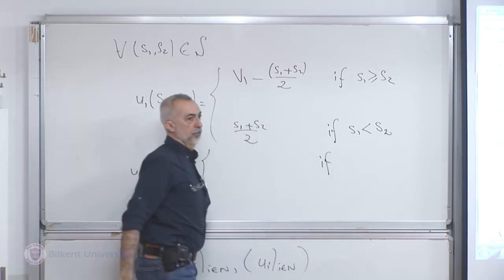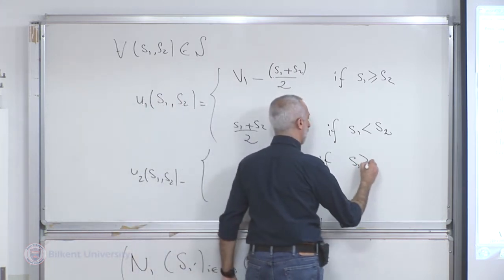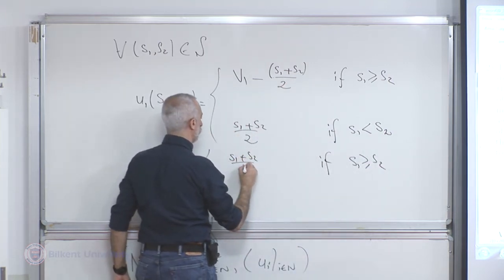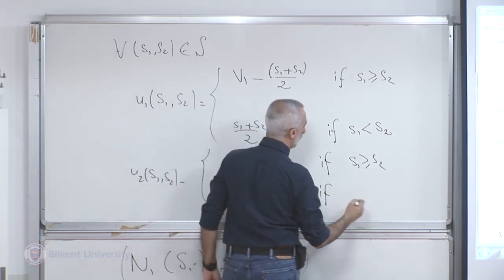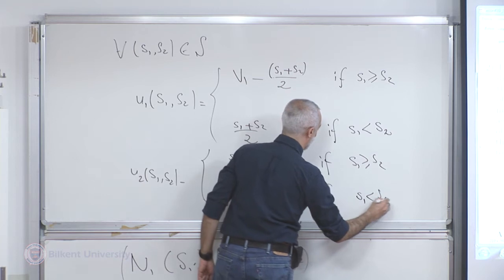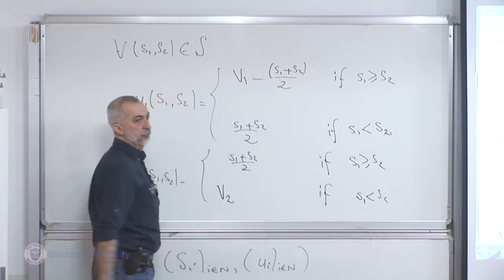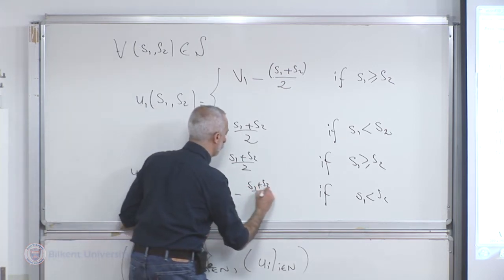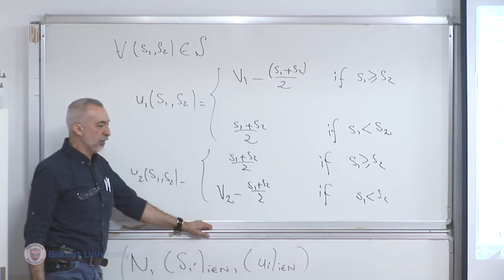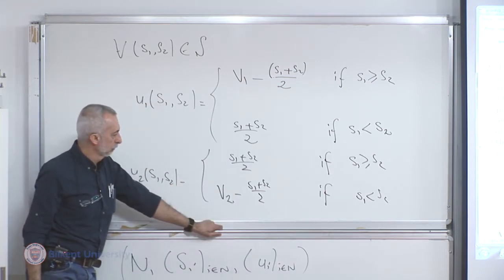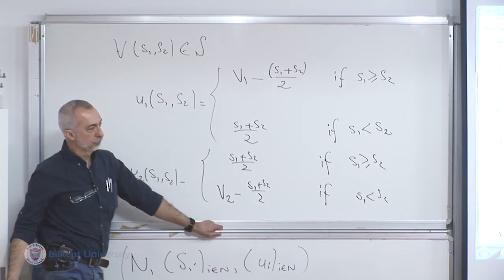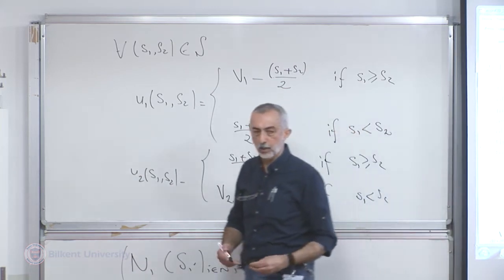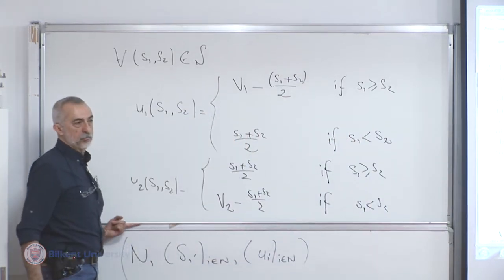If agent 1 gets the object, then agent 1 pays him this amount, the average of the two bids. If agent 1 doesn't get the object, agent 2 gets the object, which means that it's as if he earns V2 liras, but then has to make a payment of (S1 plus S2) over 2 to the other agent. So his net gain is V2 minus (S1 plus S2) over 2. That's it. So the modeling part is done. Find the best response correspondence of the agents. So what do you do for this?